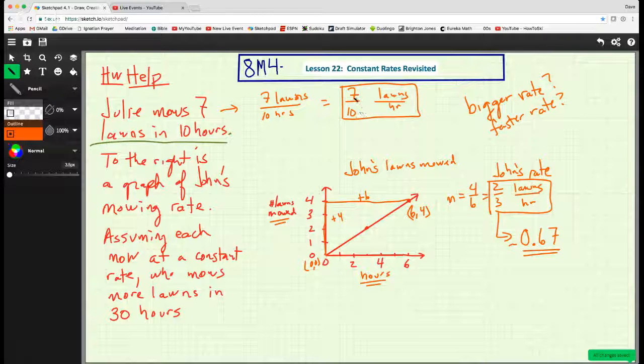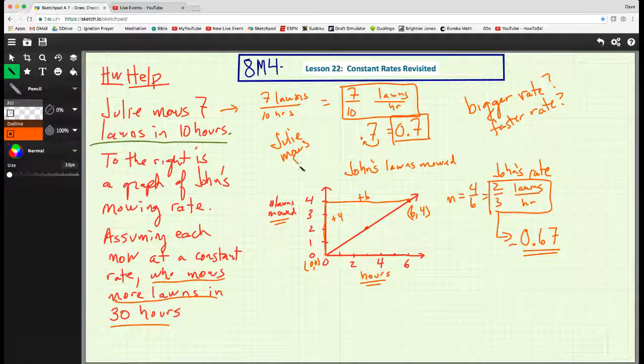And 7 divided by 10, oh, that's an easy one. That's just take your 7 and move your decimal 1 over. So that's 0.7. And which number is bigger, 0.7 or 0.67? Well, 0.7 is bigger, so Julie mows faster. Okay, so Julie mows faster. So if Julie mows faster, I don't care if we're measuring how many lawns you mow in 30 hours, 10 hours, 1 hour, or 22 hours, or 2,000 hours. If Julie mows faster, she will always mow more lawns.